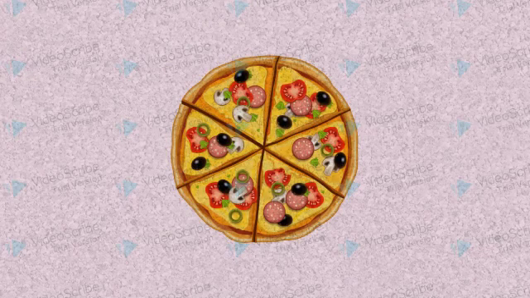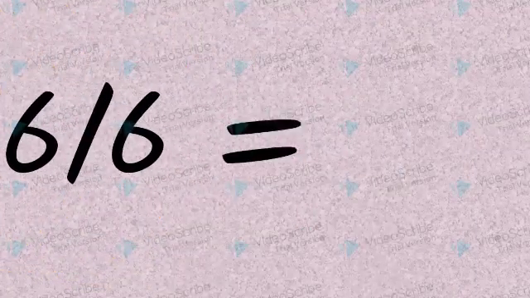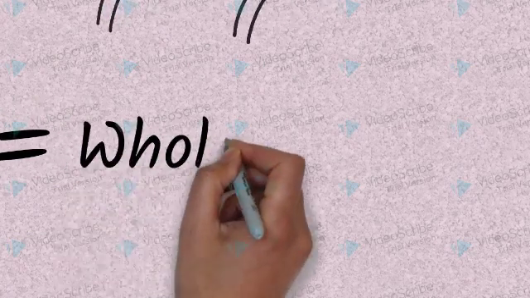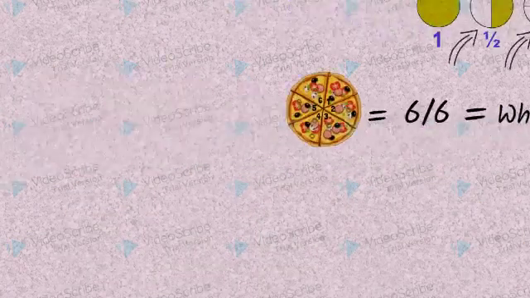Let's see this yummy pizza. This pizza is divided into equal parts, ready to eat. How many parts in this pizza? Let's count. 1, 2, 3, 4, 5, and 6. This pizza is divided into 6 parts. 6 over 6 means whole or one.